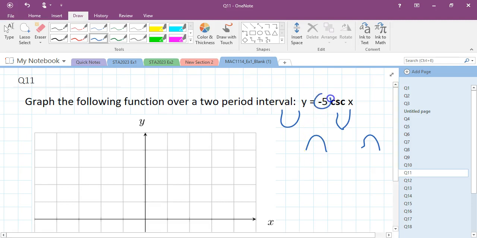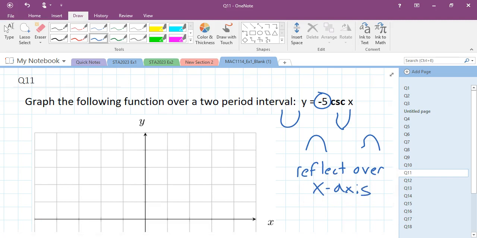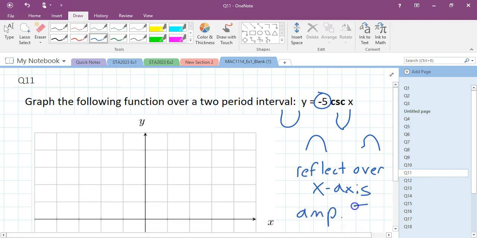What does this -5 mean for us? It's going to reflect over the x-axis. Good. So we know that we will reflect over the x-axis. And what does the 5 also mean? We have an amplitude of 5. That means we need to go up to a +5 and down to a -5.